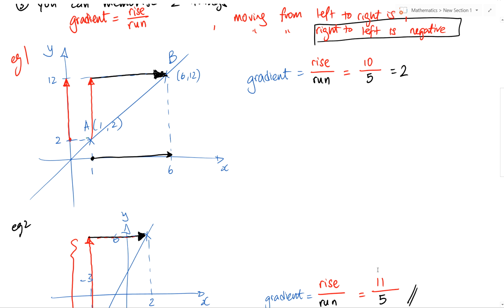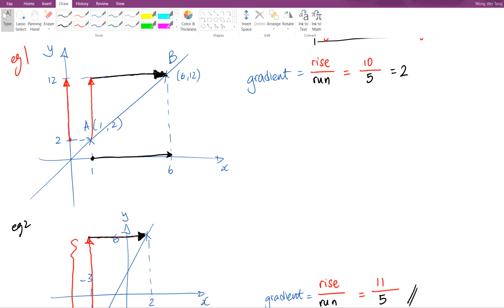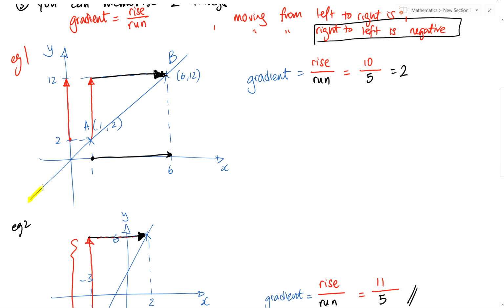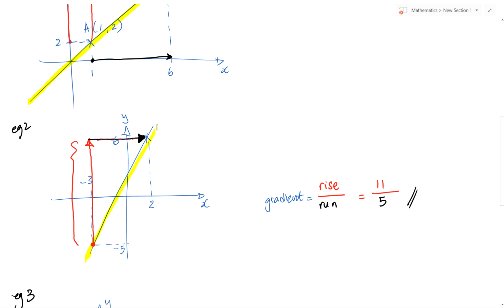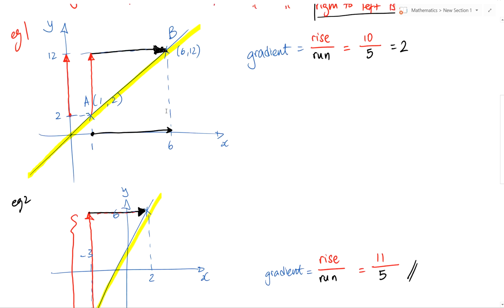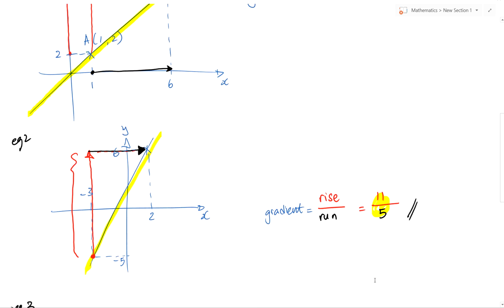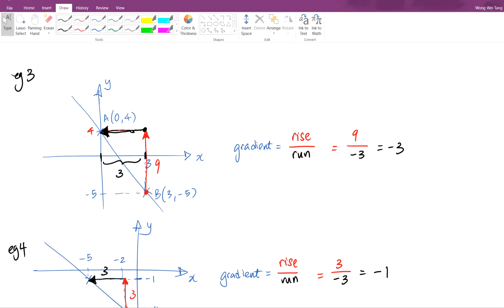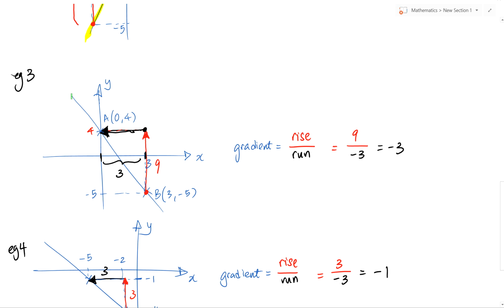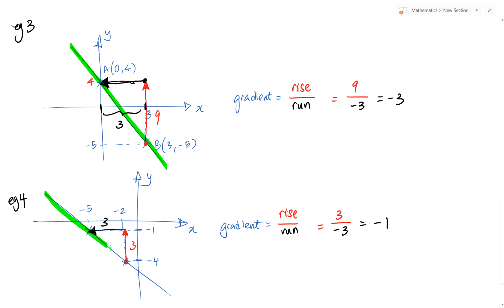When the line is sloping upwards, we are always referring from left to right. Looking from left to right, this is a line sloping upwards. For lines sloping upwards, the gradient or the slope will be positive numbers. Looking from left to right again, if the line is sloping downwards, our gradient will be negative.